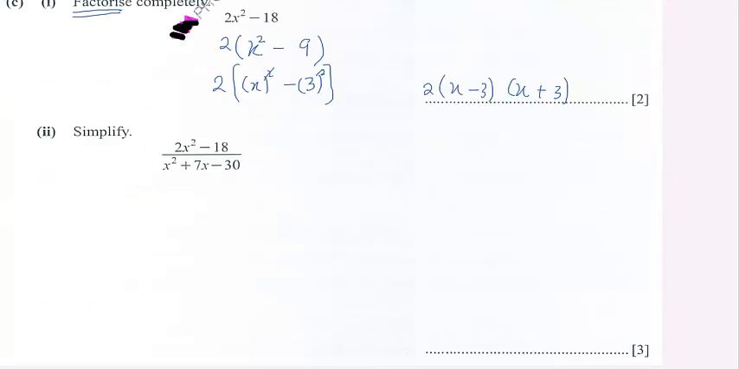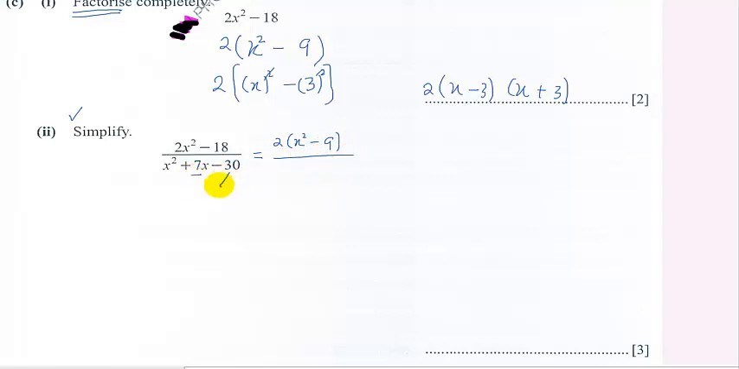Now we have a single fraction here, and we have to simplify this single fraction. So what we have to do is factorize the numerator as well as the denominator. See this, there's a 2 common here, so 2 times x square minus 9. And here we will split the middle term.